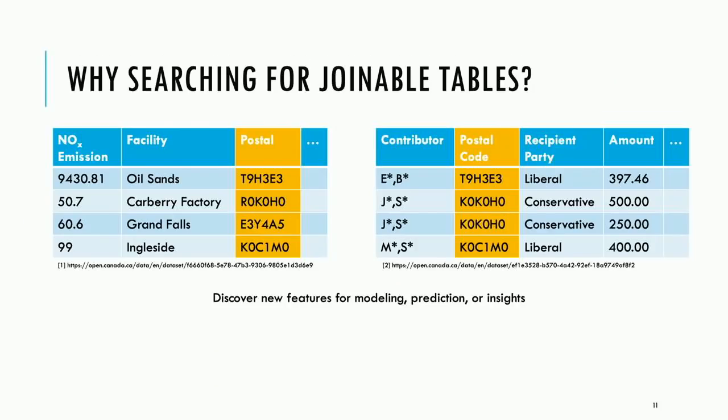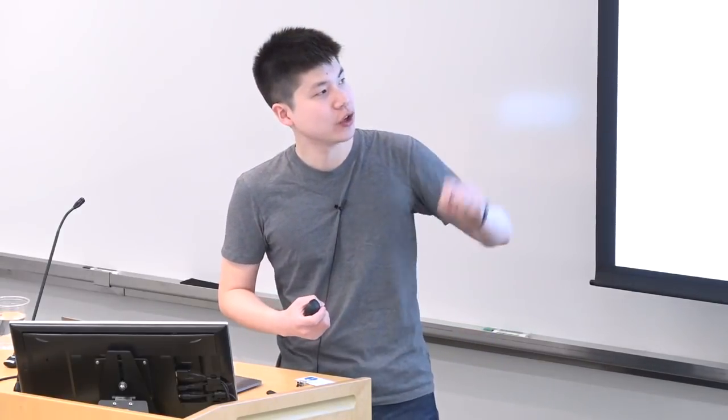In a different example, the query table is on the pollution of various industrial facilities in Canada, and we want to predict the pollution amount. Now, if we search for joinable tables on the postal code column, we find a new table on political campaign contributions. So the contributor's postal code can be joined with the postal code of the industrial facilities. By joining these two tables together, we introduce potentially useful features for the prediction task.